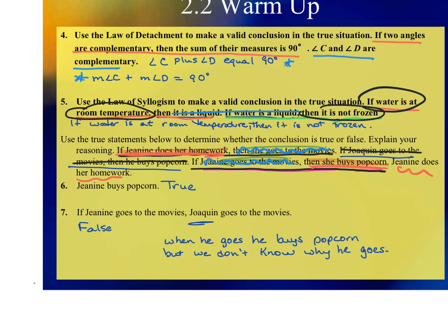Then the next one, it says that if Jeannie goes to the movies, Joaquin goes to the movies. So let me erase this so I can see about Joaquin now. The only thing I know about Joaquin is if Joaquin goes to the movies, he buys popcorn. That's all I know. I don't know why he goes to the movies. I don't know that he goes to the movies when Jeannie goes to the movies. All I know is when he goes, he buys popcorn. So I can't conclude this. This is false.